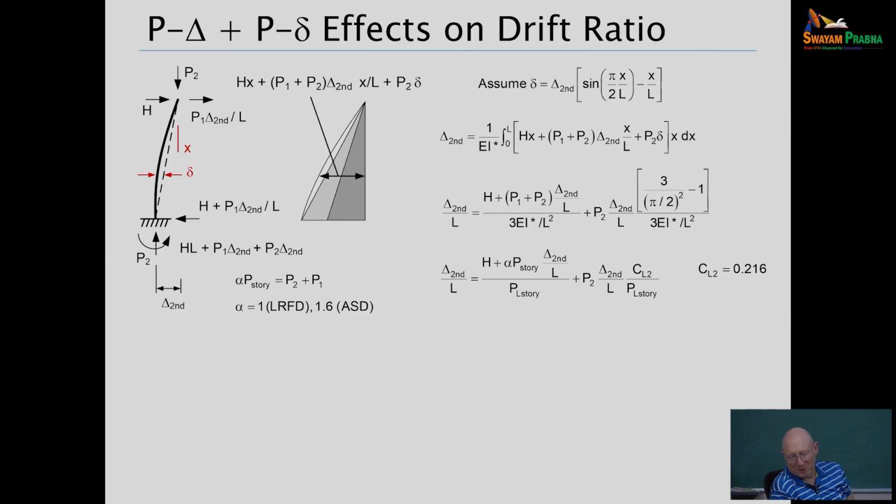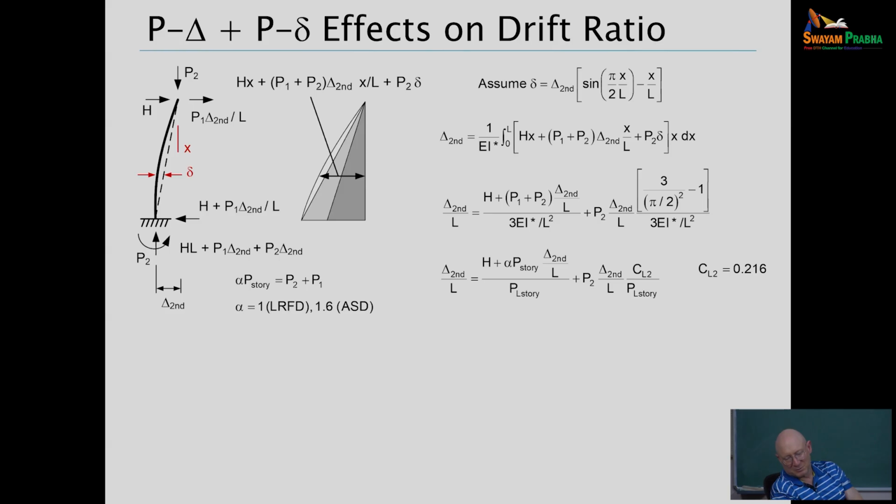So from there, if we just solve the integral, we get terms that look a lot like what we had before, but then the last term, P2 times delta second over L times other stuff that comes from the integration, the 3 divided by pi over 2 squared minus 1. The term in the square brackets has a value of 0.216. That's often taken as, if you do this for various problems, if you have a cantilever like this, or a column fixed against rotation at both ends with lateral loading, you'll get a C sub L of 0.216 there also. C sub L is what's coming out of that bracketed term. You can see I've replaced the bracket in the bottom equation on the right by CL2 for column 2.